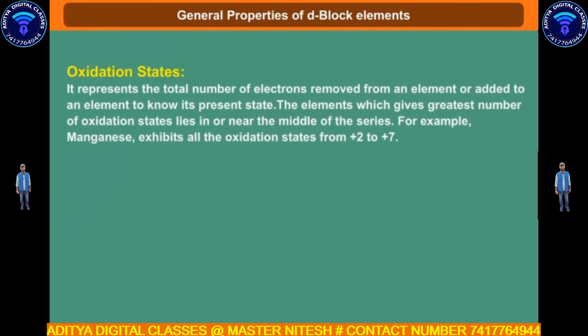Oxidation states. It represents the total number of electrons removed from an element or added to an element to reach its present state. The elements which give the greatest number of oxidation states lie in or near the middle of the series. For example, manganese exhibits all the oxidation states from +2 to +7.